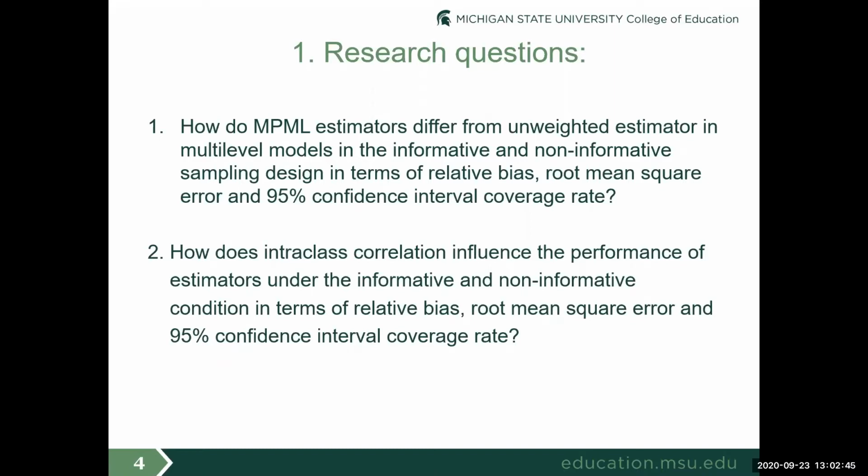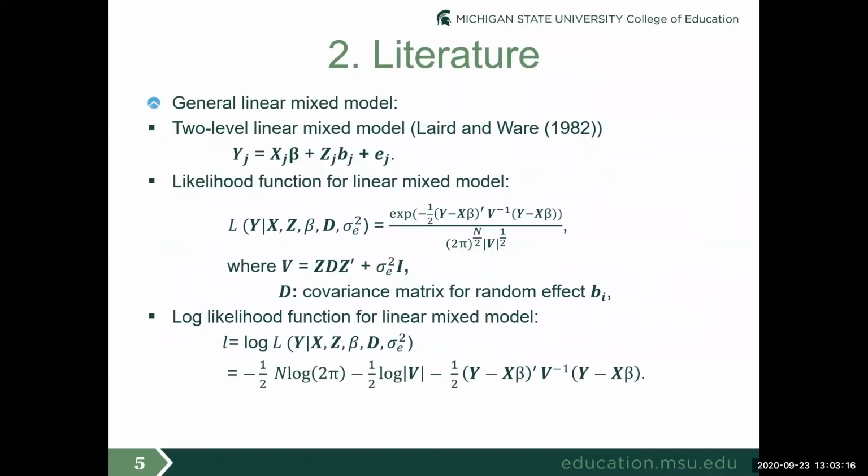So how do MPML estimators differ from unweighted estimators in multi-level models in the informative and non-informative sample design in terms of relative bias, root mean square error, and 95% confidence interval coverage rate? And second, how does intra-class correlation influence the performance of estimators under the informative and non-informative condition in terms of relative bias, root mean square error, and 95% confidence interval coverage rate?